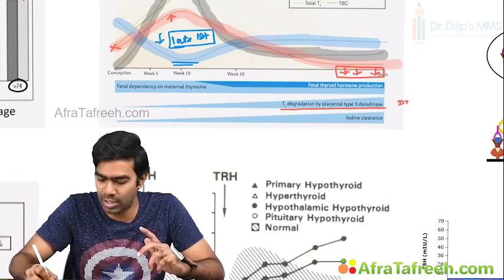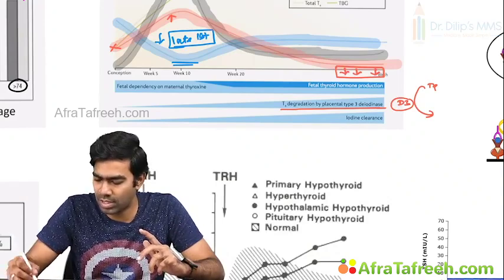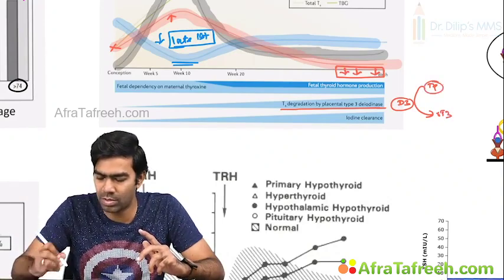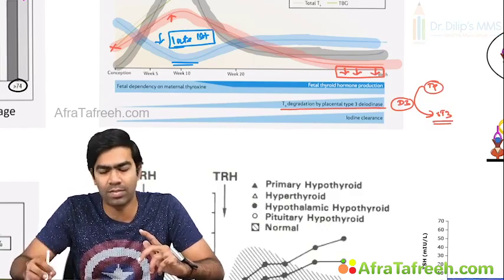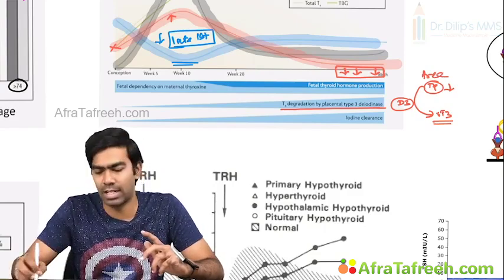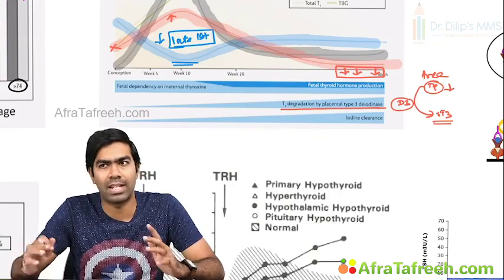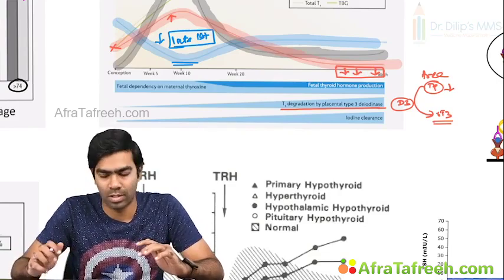You know what D3 deiodinase does? It produces a lot of reverse T3, which is an inactive compound, which means the T3 levels will drop and the reverse T3 levels will increase. So that is the reason why the free hormone levels are decreasing in the second and the third trimester over time.